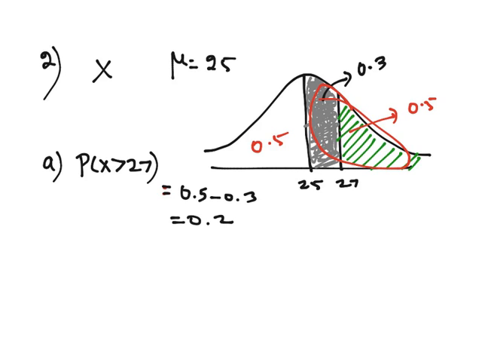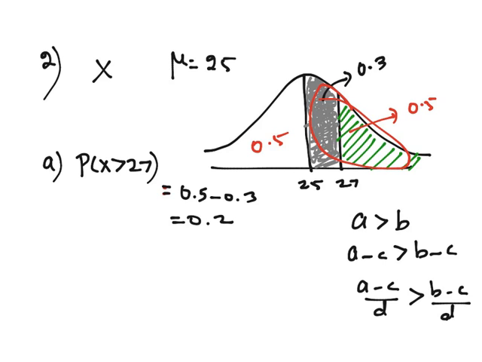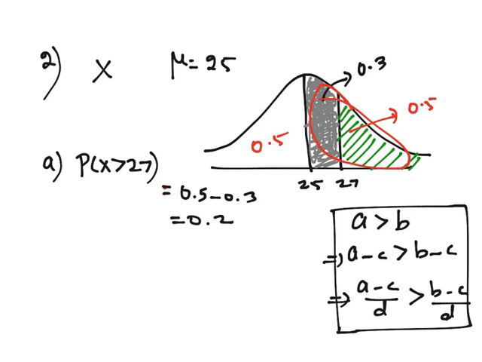Now to find the standard deviation, you need to follow these steps, students. Let us take A is more than B. Then if C is a positive or negative quantity, whatever it is, A minus C will definitely be greater than B minus C, isn't it? Suppose I divide both sides by a positive quantity D, then A minus C by D will definitely be bigger than B minus C by D. This is a true statement. So the first step implies the second step, the second step implies the third step.